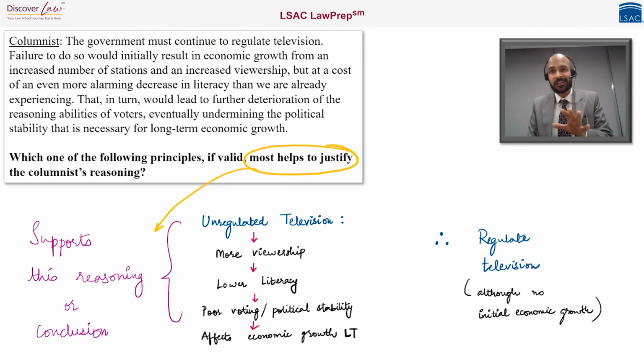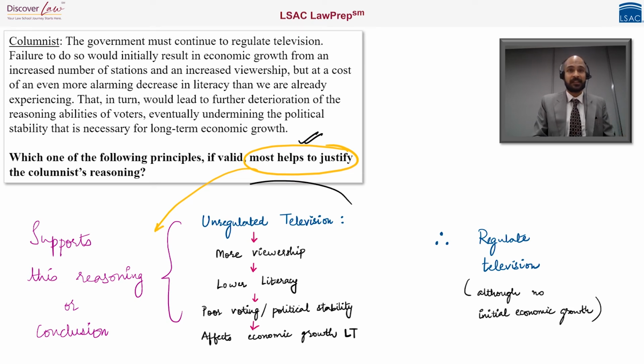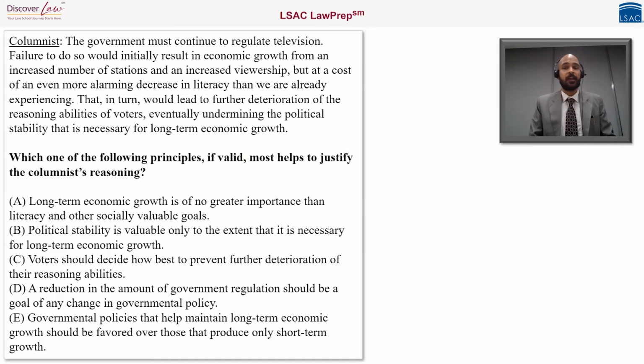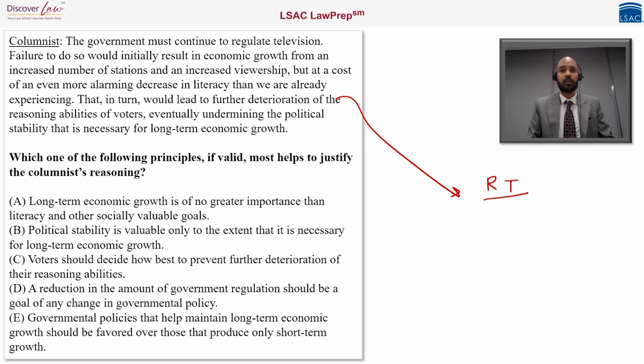Now, the right answer, the option that is correct, the one that helps justify the most, is either going to support this at some point, at some stage, or it is going to support the conclusion. Let us see. Pause the video and try to pick the answer yourself. I'm giving you the answer in a bit. Once you understand that this argument basically is that you must regulate television because although it may give you some gains in the short term, it will not give you gains in the long term.